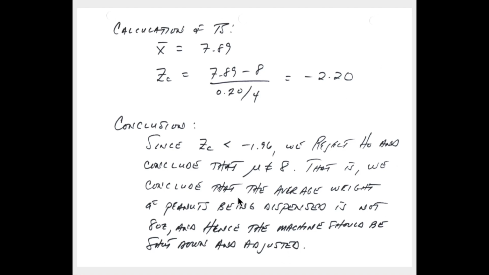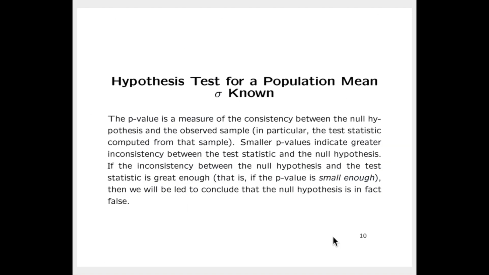So again, we conclude that at the 0.05 level of significance, there is sufficient evidence that the average weight of peanuts being dispensed is not 8 ounces, and therefore the machine should be shut down and adjusted. So that's how we perform a hypothesis test about a population mean. We performed a two-tailed hypothesis test. We've used sample data to draw an inference or a conclusion about the population or the process based on that sample data. Now let's look at what's called the p-value.